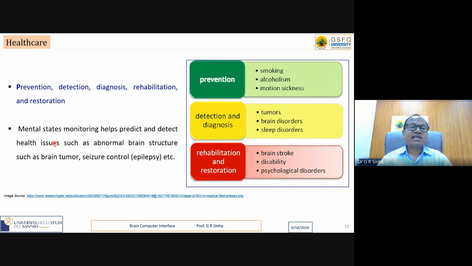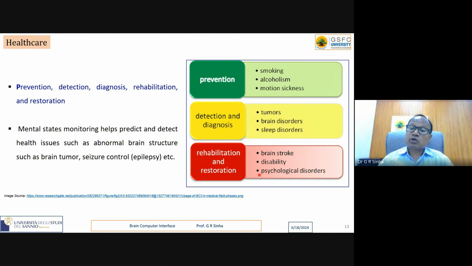And mental state monitoring: you can monitor the different mental states of the human brain. It is used to predict and detect health issues such as abnormal brain structure, like brain tumor. Is there any seizure? Is there any brain tumor? Is there any epilepsy? All these can be done using BCI in healthcare application. Brain stroke, disability, and psychological disorder can be corrected by using rehabilitation and restoration techniques.